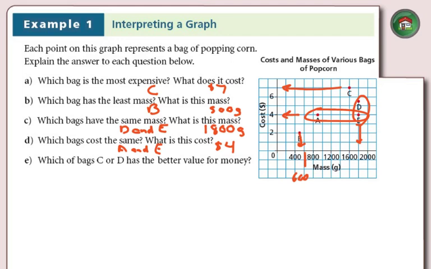E is asking us something a little bit different. Now we're not just reading the information. Now we're actually going to have to make a judgment. Which of bags C or D has the better value for money? I'm just going to erase all the marks I've made on the graph just so we can see everything the way it was before. If we take a look at bag C, we get 1,600 grams for $7.